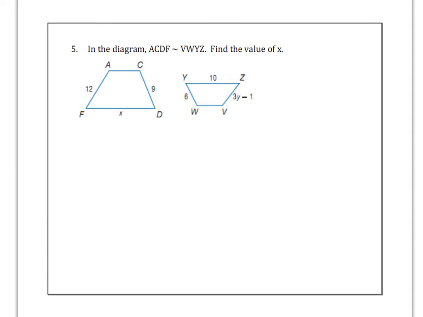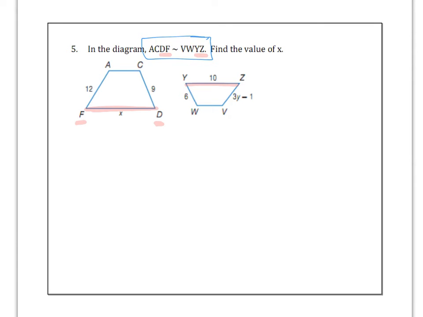Number 5, I really like this question. In the diagram, ACDF is similar to VWYZ. Find the value of x. Okay, so x is right here. Now x is between F and D. F and D, if you look up at the top, are the last two letters. It should match up with YZ.